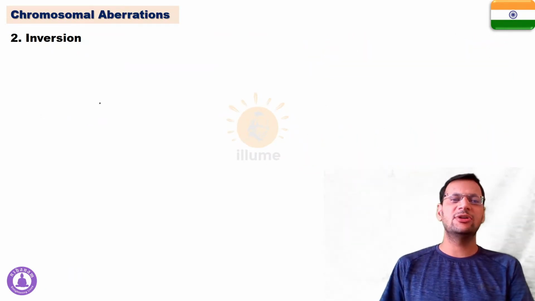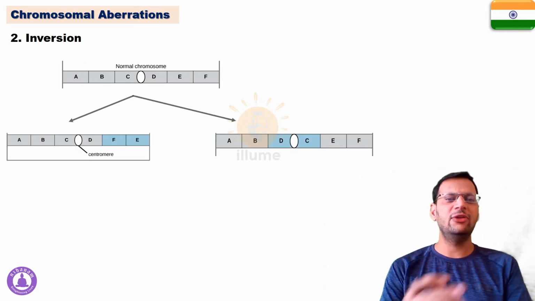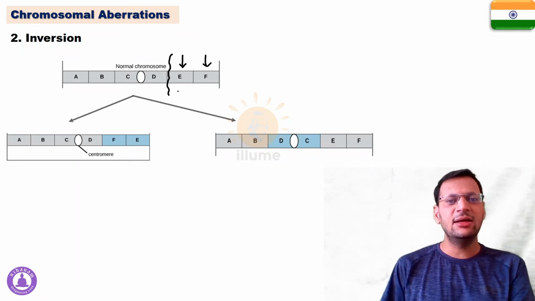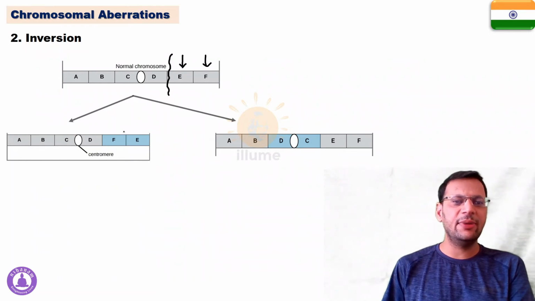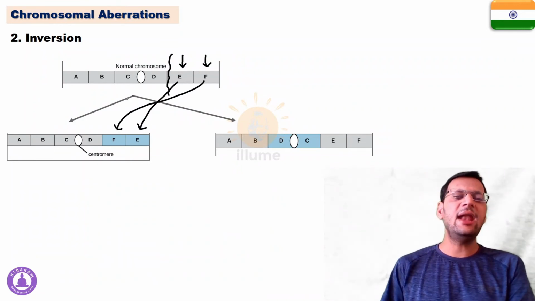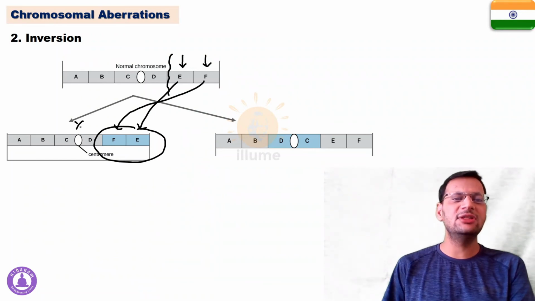So this is inversion. Now again, inversion is of two types. See, this is the normal chromosome, and these are two cases of inversion. Now in this first case, what has happened? See, this is the sequence E and F. In the first case, it got split at this part and it got reunited in the inverted manner. That means this E came over here and this F came over here. This is simple inversion, and it is involving only a single arm of the chromosome. It is not involving the centromere.